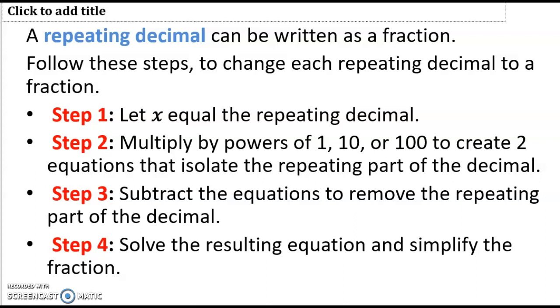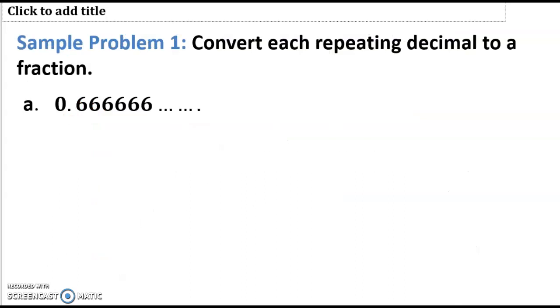Step 2, multiply by a power of 10 or 100 to create 2 equations that isolate the repeating part of the decimal. Step 3, subtract these 2 equations so that you can eliminate the repeating part of the decimal. And then step 4, go ahead and solve the remaining equation by using algebra steps. Now, let me try to explain this to you by looking at some sample problems.